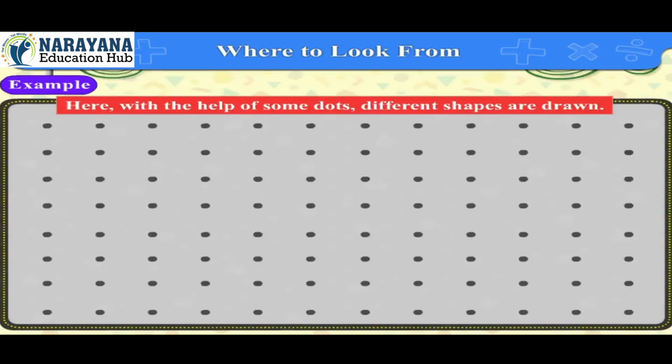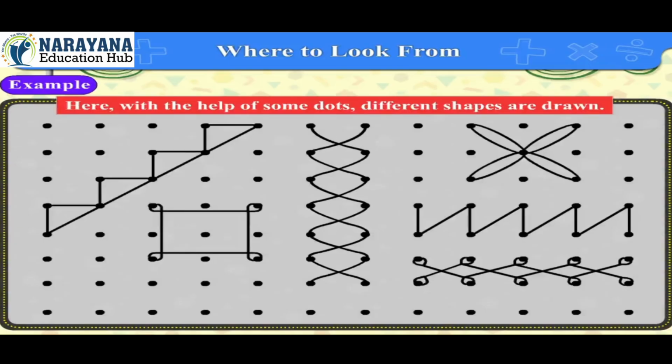Example. Here, with the help of some dots, different shapes are drawn. You have to draw these shapes once again. You can see here that some shapes have straight lines while some shapes do not. Observe the rangoli shown here. The shape shown in red color has only straight lines, while the shape in green color has curved lines. And the shape shown in blue color has both curved and straight lines.